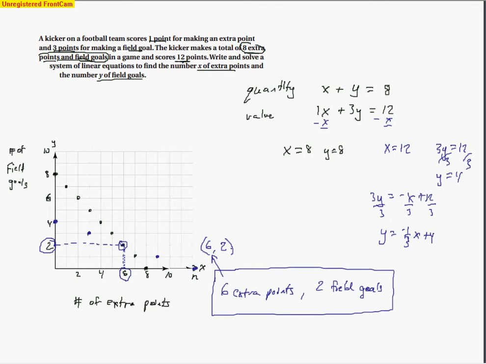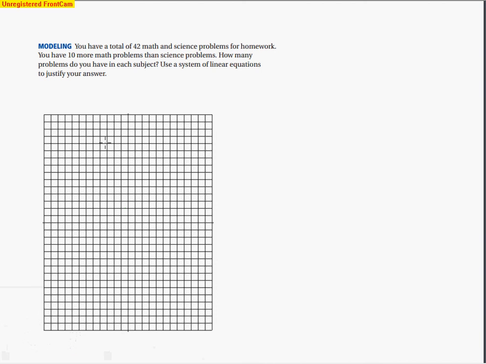So let's take a look at one other problem similar to that. Here it says you have a total of 42 math and science problems for homework. 10 more math problems than science problems. How many problems do you have of each subject? And so use a system of linear equations to verify that. So I'm going to call x the number of science problems.